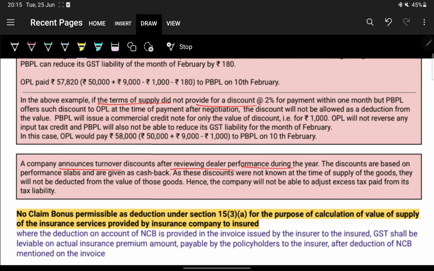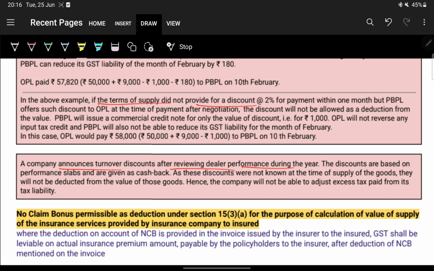After reviewing its dealer performance, this and all doesn't matter. What matters is whether there was an agreement relating to the terms of discount. If there is any agreement relating to the terms of discount prior to the supply, it can be given post supply if there is an agreement pre-supply, or at the time of supply.